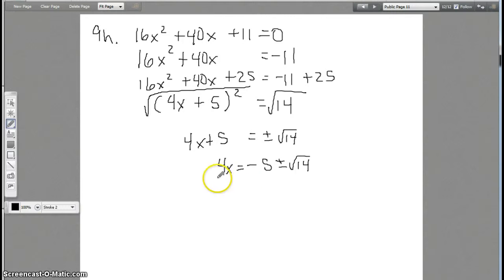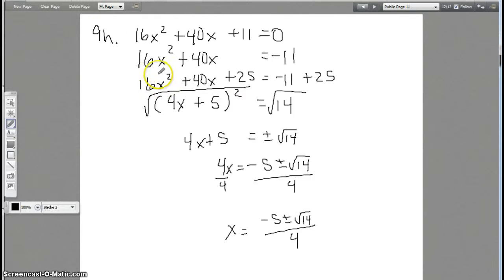Now I need to divide both sides by 4. And I will end up with x equals negative 5 plus or minus the square root of 14, all of that over 4. And that can't be simplified, so that's as far as I can go here. So this was number 9, which is just like number 16 that I assigned for homework.